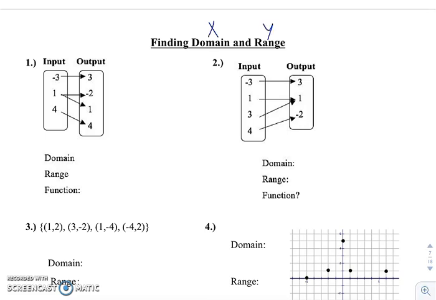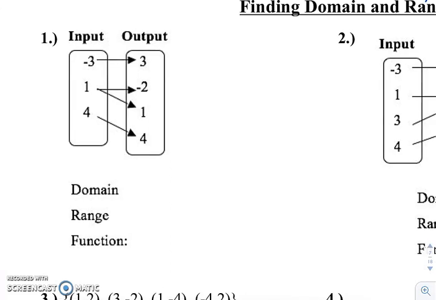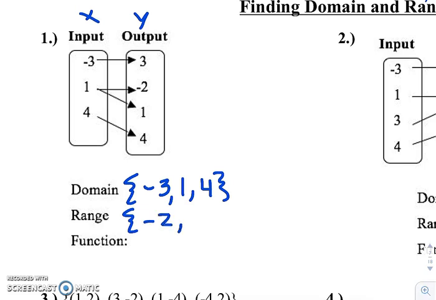So if it lists the input and output, the input is what you would plug into your equation. So the input is your x, and the output is your y. For these, all we list is the x and y values. For domain, you don't have to, but it is proper to list them from least to greatest value. So -3, 1, and 4. The range, -2, 1, 3, and 4.